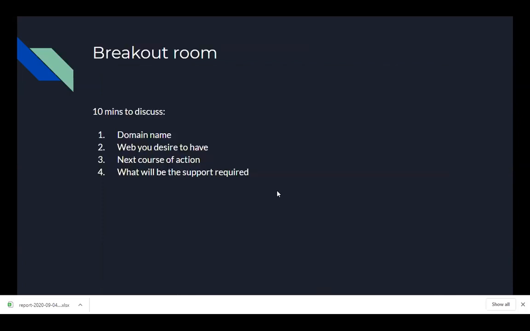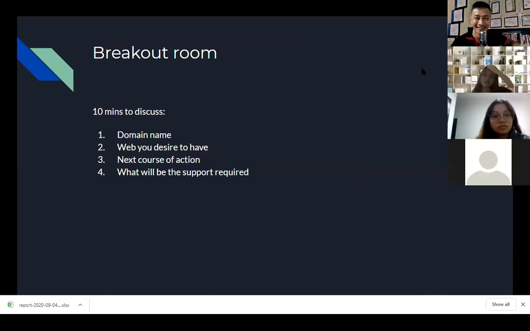Okay, so we're going to do another breakout room again. Breakout room, 4 things: the domain name if you are planning to buy, what kind of website you want to design, what will be your next course of actions, and what kind of support you need.